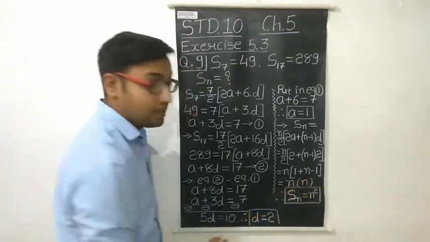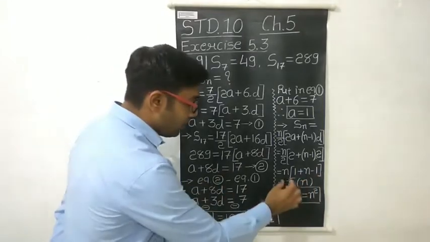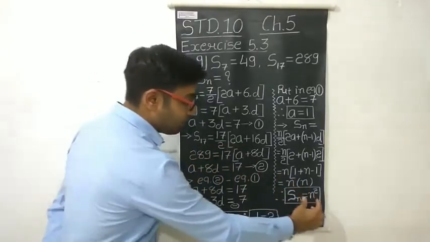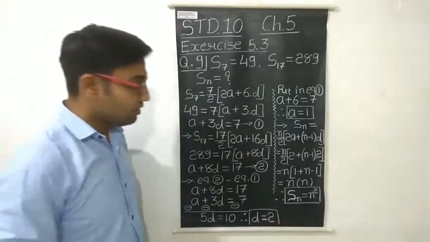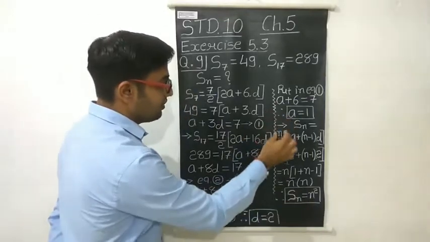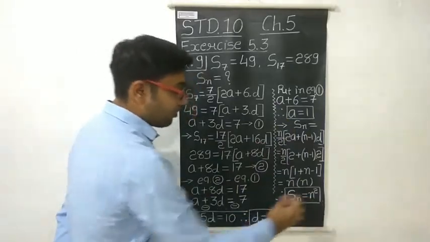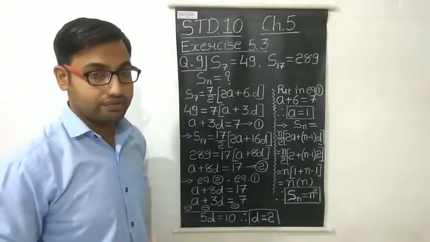Now 1 minus 1 is equal to 0. Outside the bracket is n, inside the bracket is also n. n into n is equal to n square. And which value is this? This is the value of Sn. So in this way we get Sn is equal to n square.